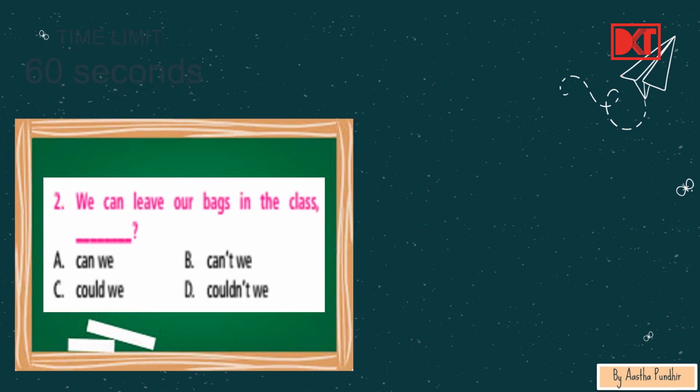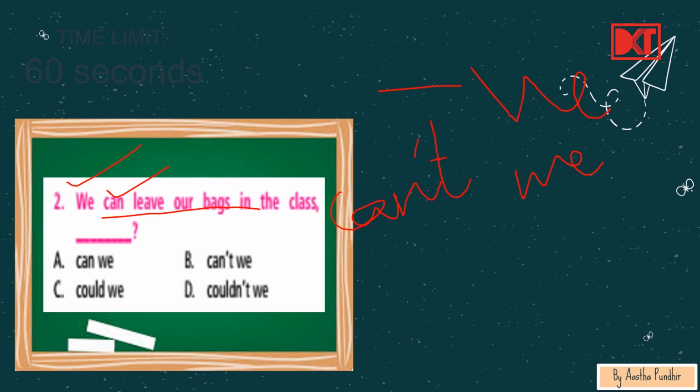Okay, here we have: we can leave our bags in our class, dash. The statement is positive. The question tag will be negative. Okay, and here the subject and the verb are going to be the same. So the subject is we and the verb negative: can't we, cannot we. So here the correct answer is B. We can leave our bags in the class, can't we?